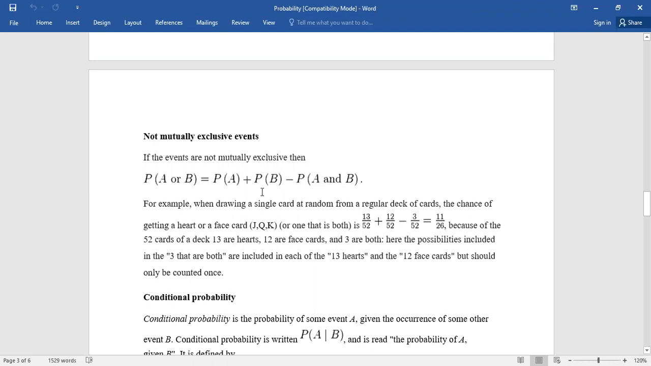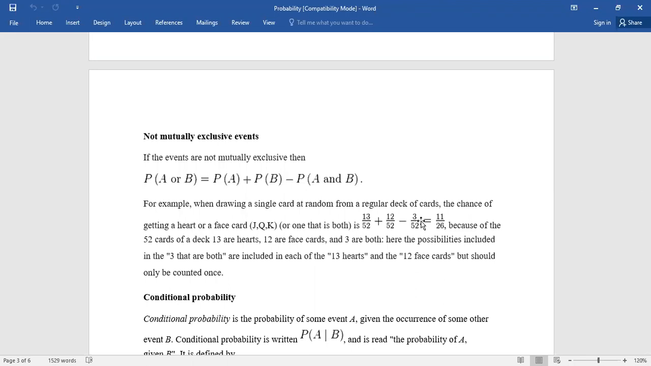So for not mutually exclusive, for example, when you are drawing a single card, I don't know whether people here know how to play the cards. A regular deck will normally have 52 cards. So the chances of getting a heart or a face card, either it will be a jack, a queen, or a king, or one that is both, will be 13/52, 12/52, or 3/52.